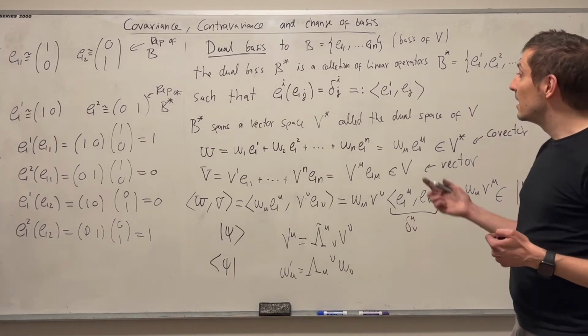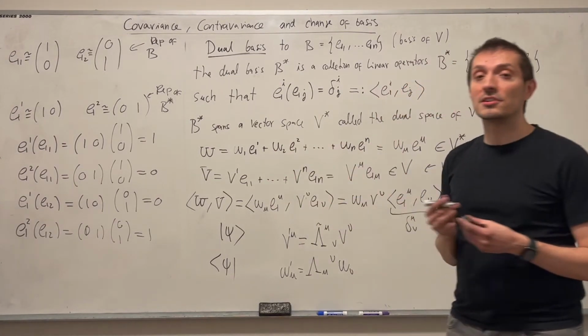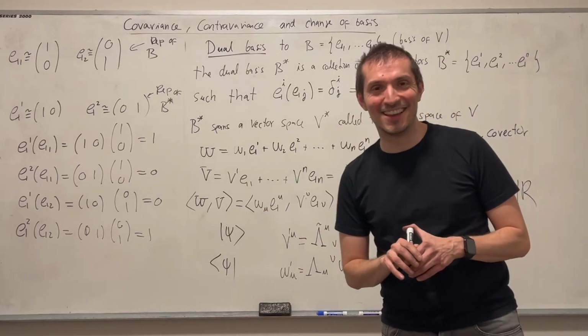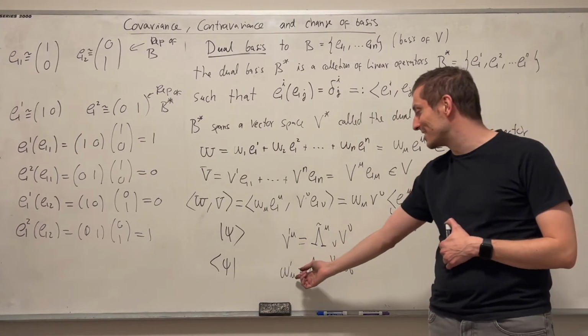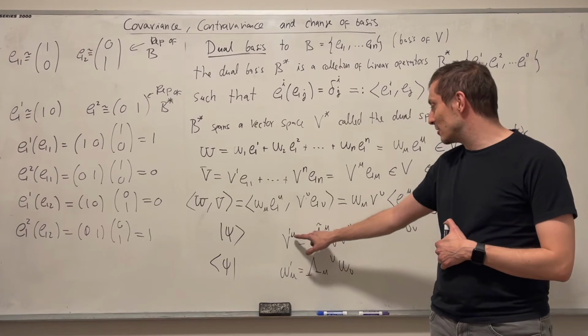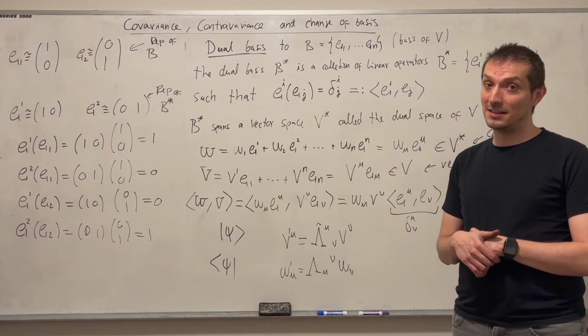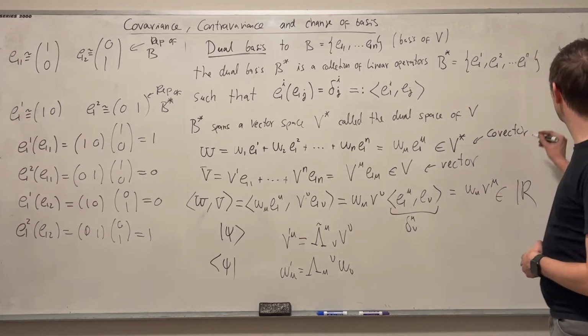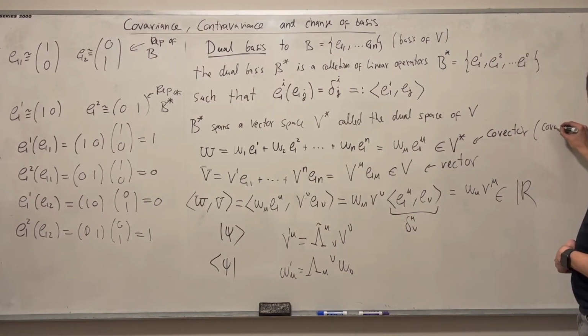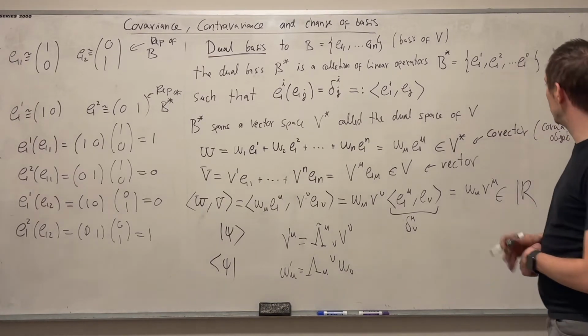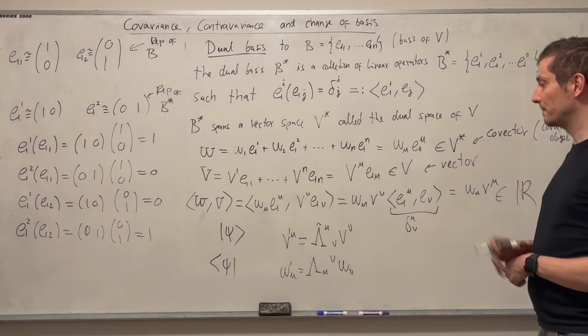So we say that the dual vectors, the covectors, are covariant. The components have one covariant index, as opposed to the components of vectors that have a contravariant index. All right? So a covector is a covariant object, we say, whereas a vector is a contravariant object.